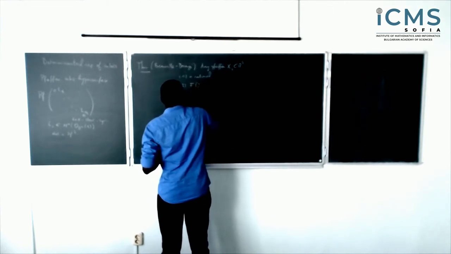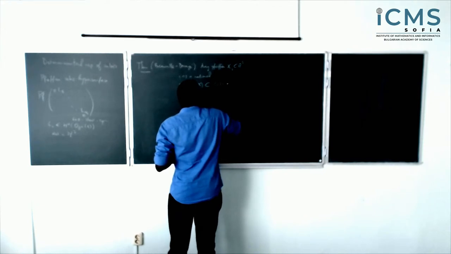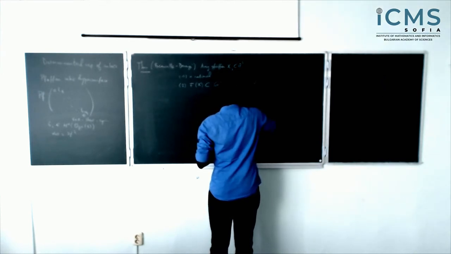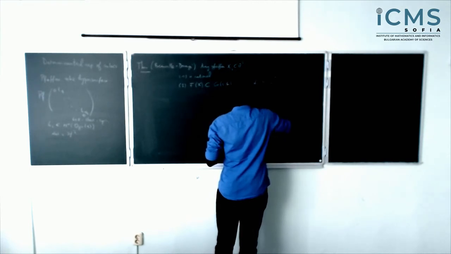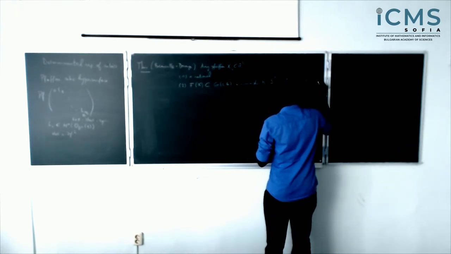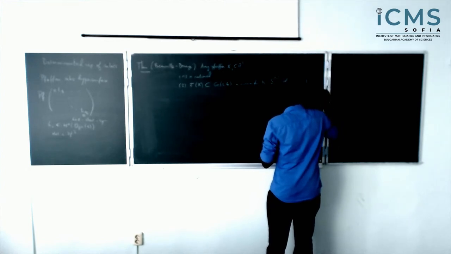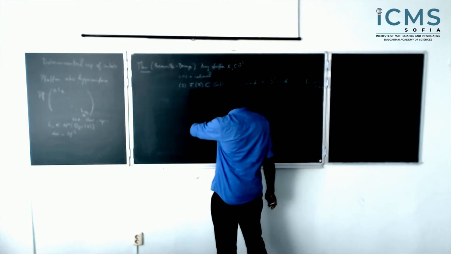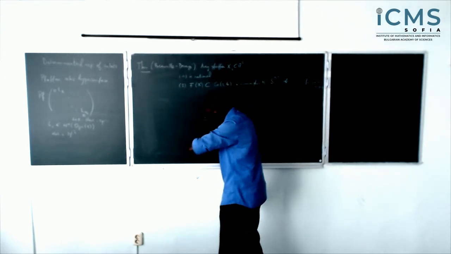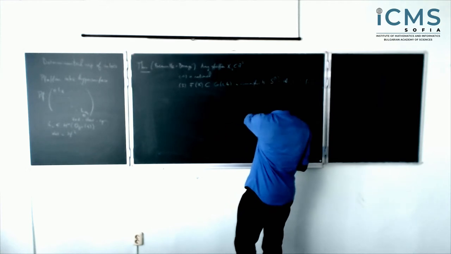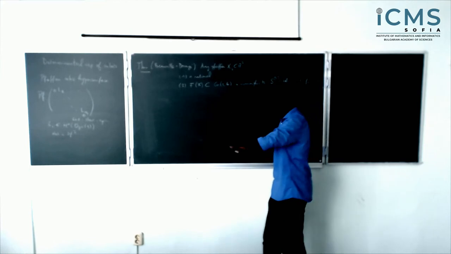And the second thing is that the variety of lines, so the variety parameterizing lines contained in the cubic, is isomorphic to the Hilbert square of a K3 surface, the Hilbert scheme parameterizing two points on a K3. In particular, it is a hyperkähler variety, and this is the classical way to see that the variety of lines of any cubic fourfold is a hyperkähler variety.